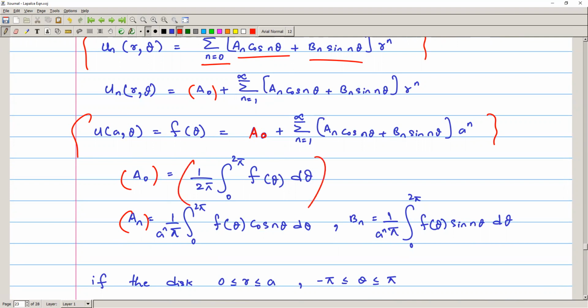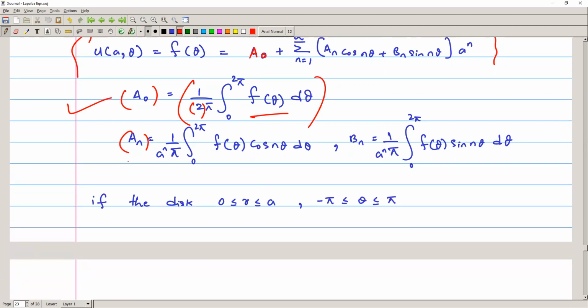We can see it's 1 over 2 pi. Again, this 2 appears here because we know that in the Fourier series here it's 1 over 2, but here it's absent, therefore we multiplied here, right? So it's fine, either you write it here or there. So it's 1 over 2 pi, and it's from 0 to 2 pi of f of theta d theta. So if we can find a naught from here, then we can find a n from here, and then b n.